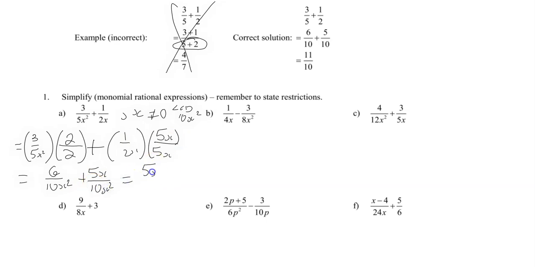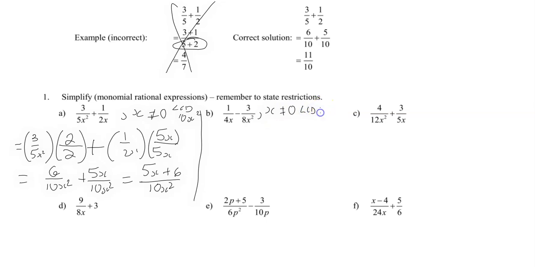So now we add the numerators. We don't change the denominators though, right? So 5x plus 6 over 10x squared. Okay, here, x cannot equal 0.